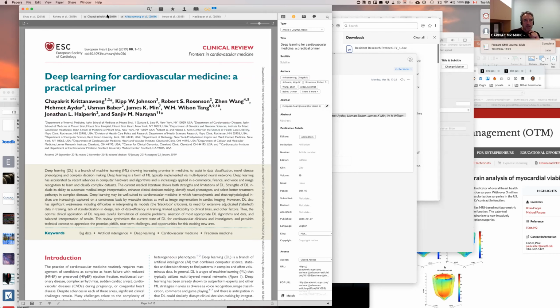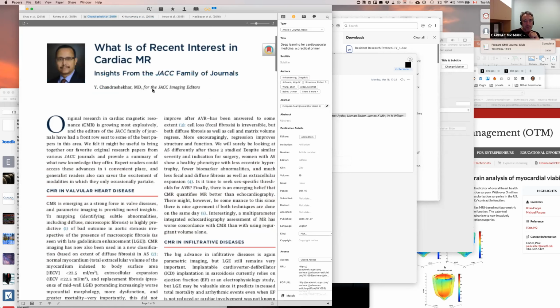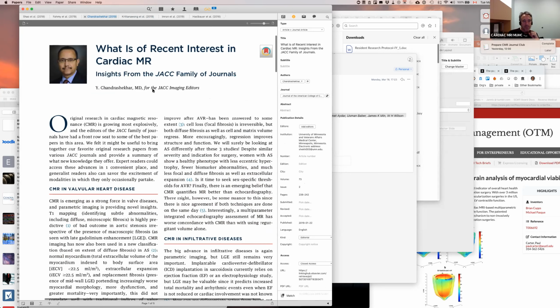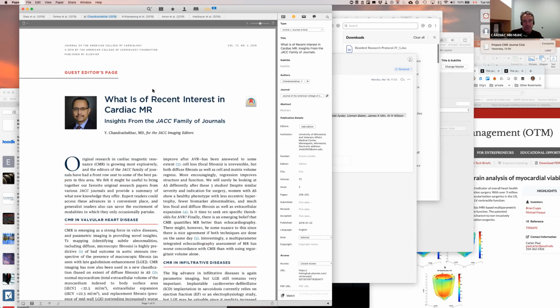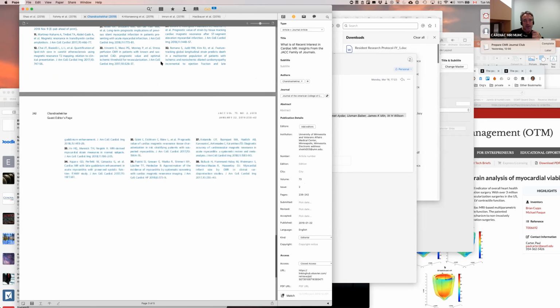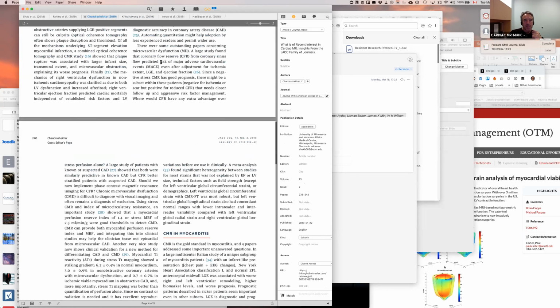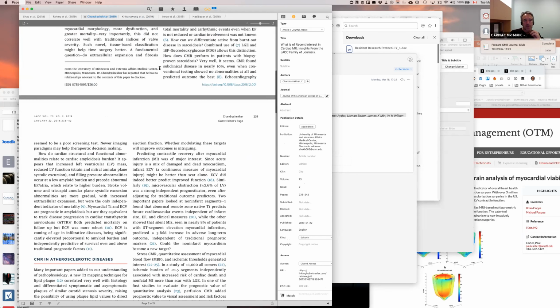And then I also want to highlight a brief paper by Chandra, the editor-in-chief of JACC Imaging. It's basically an overview of what he thinks will be interesting in CMR for the upcoming year. So that's also a nice view on how an imaging expert who's not necessarily only doing MR is seeing the field.